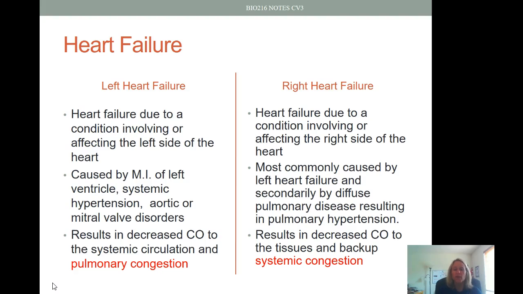The second most common cause of right heart failure is pulmonary disease. So if we have COPD resulting in hypoxia within the lungs, this is going to result in hypoxic pulmonary vasoconstriction. Hypoxic pulmonary vasoconstriction is going to cause pulmonary hypertension, and that pulmonary hypertension leads to right heart failure. With right heart failure, this is going to result in a decreased cardiac output to the tissues, and here the backup congestion is going to result in systemic congestion. So swollen ankles, swollen feet, swollen liver, swollen abdominal organs, and so forth.